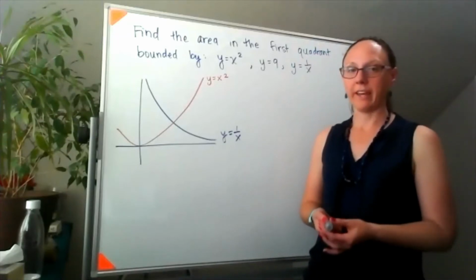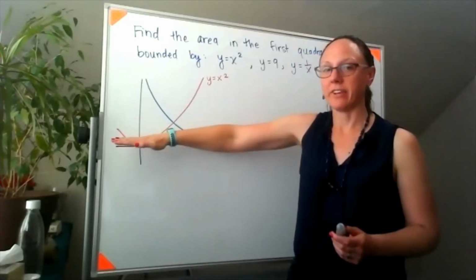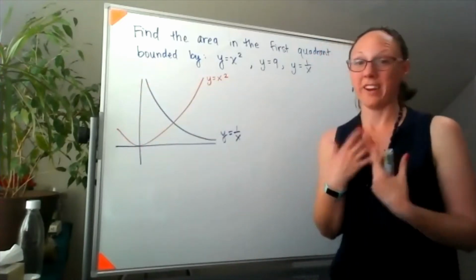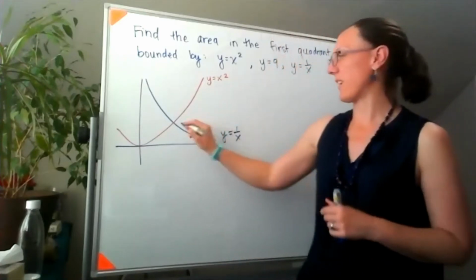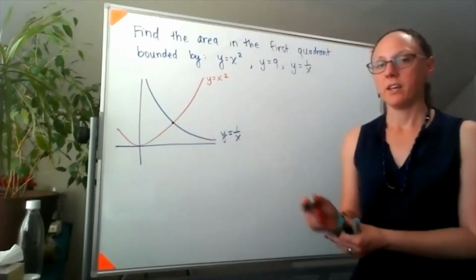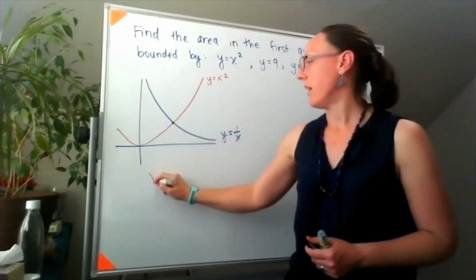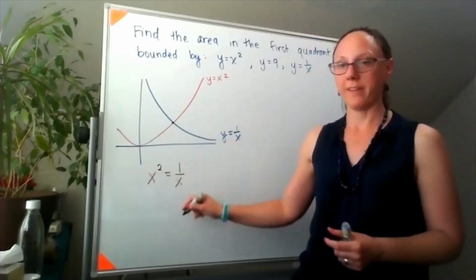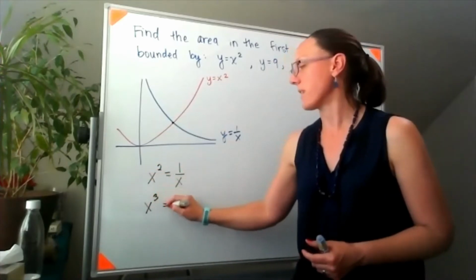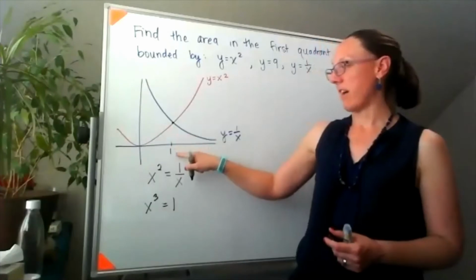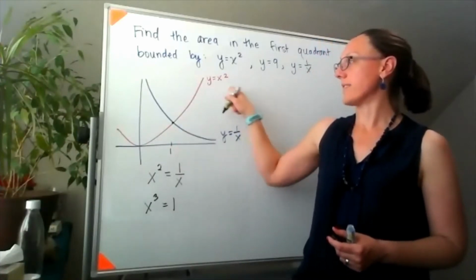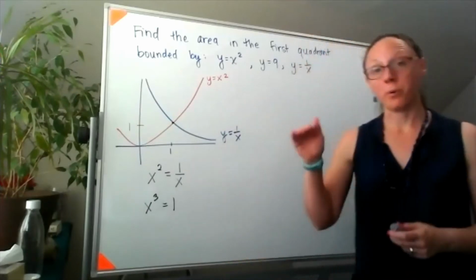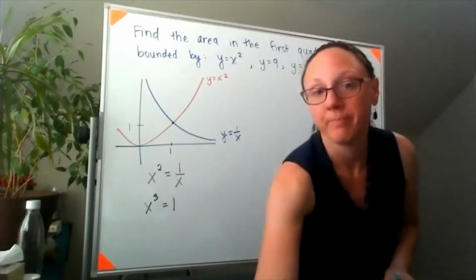The only thing I really have to know is whether the flat line is down here or up here. The only way that I know to do that is to think about what that intersection point is. Finding that intersection point, I'm looking at x squared equal to 1 over x, or if I multiply the x over, x cubed is equal to 1. So that's an x value of 1, and 1 squared means it's also a y value of 1. Now I know where to put my y equals 9 line.